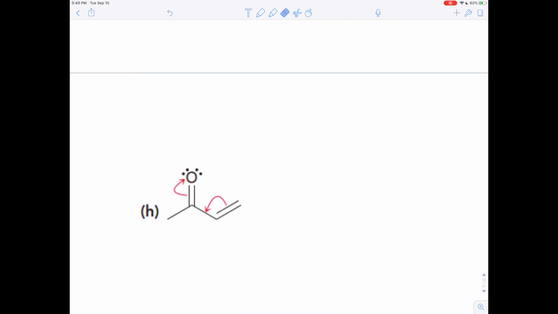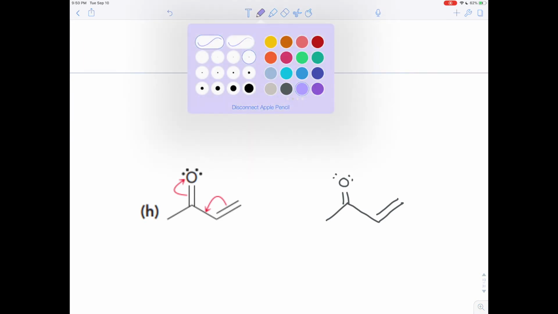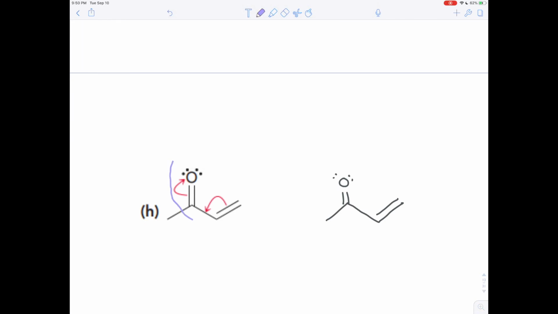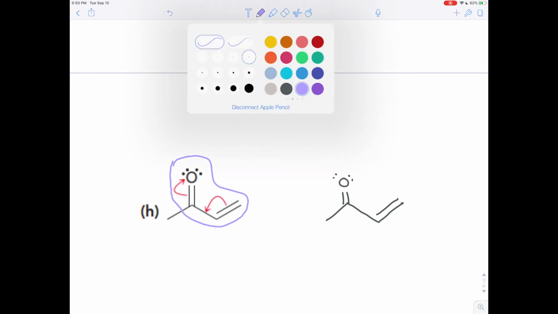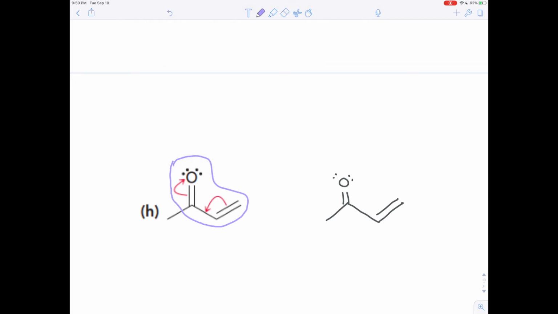All right, last but not least, H. First step, redraw the molecule exactly as it is, just without the curved arrows. The next step is drawing hydrogens, but we only need to do that on relevant atoms. Those are the ones that are near the curved arrows that are involved in the movement of these electrons. So we want to draw the hydrogens in on each of those carbons.